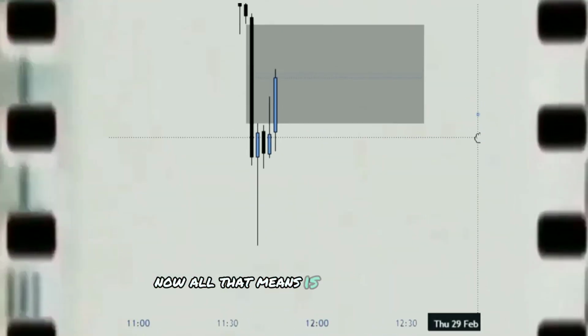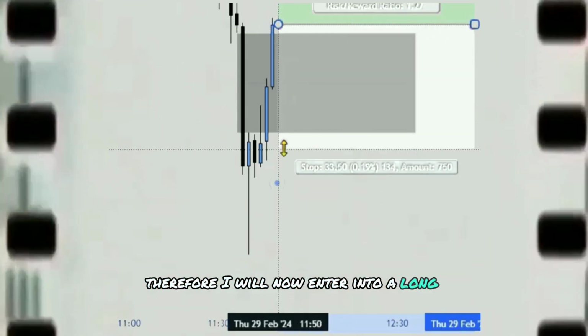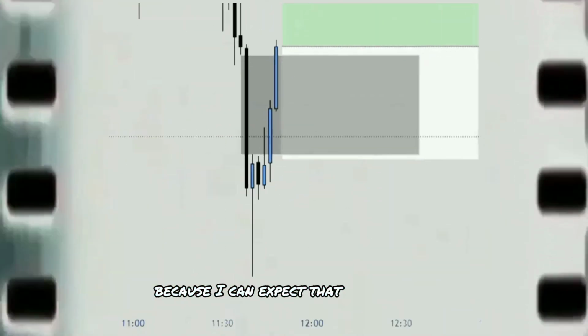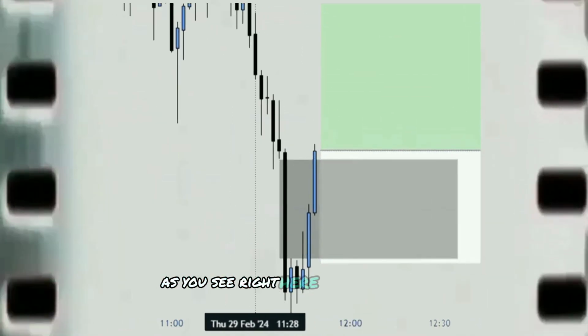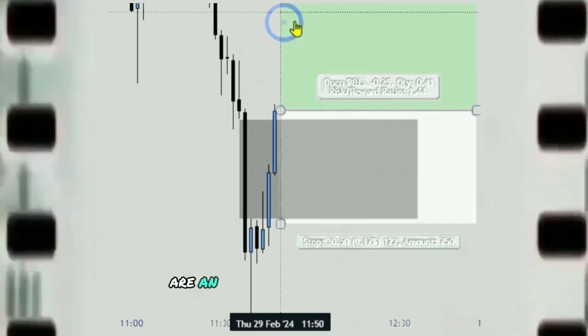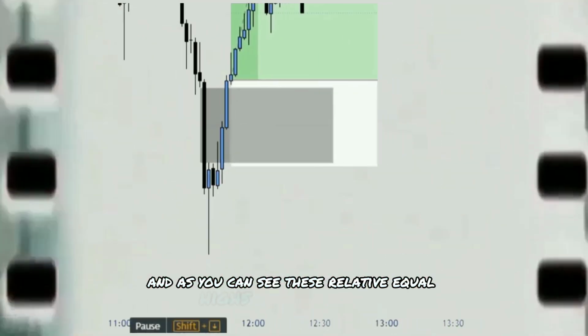Now, all that means is you wait for a candle close above this fair value gap, exactly like this. As you can see, the body has closed above this fair value gap. Therefore, I will now enter into a long position because I can expect that price action wants to take some sort of buy side liquidity. And as you see right here, we have these relative equal highs that are an extremely strong draw on liquidity. And as you can see, these relative equal highs have been smashed, and this was a perfect take profit.